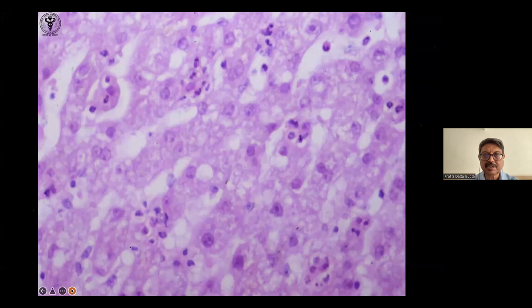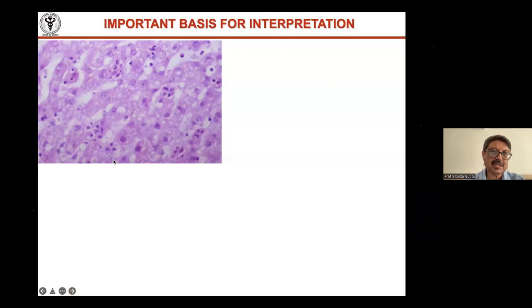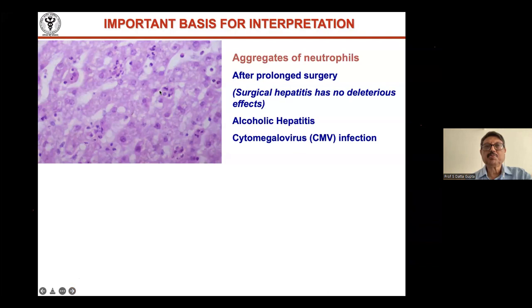The other thing is, different things may show the same feature. Here you are finding neutrophils destroying hepatocytes. Now, if you see carefully, when do you get it? You can get it after prolonged surgery. So if there is an abdominal surgery and the surgeon is handling the liver, you get these neutrophils here. The neutrophils can be seen also in alcoholic hepatitis, in cytomegalovirus infection. So if you have a history that there's no CMV or alcoholic hepatitis, but this is a liver biopsy after a prolonged surgery, shunt surgery or liver transplant, and you find neutrophils, then you report it as surgical hepatitis.